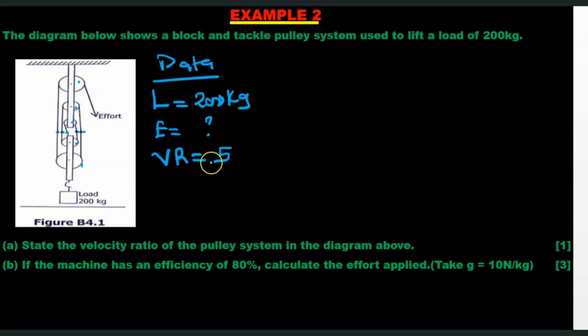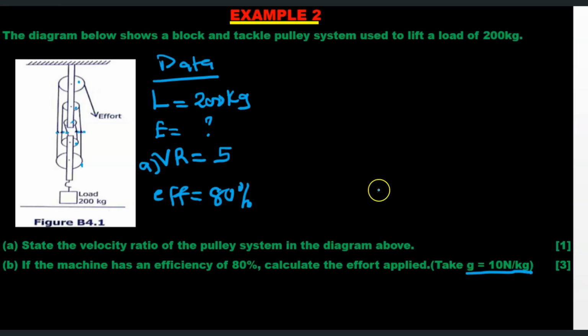Now, what is the next question? That is B. So this is A, the velocity ratio is 5. What about B? If the machine has an efficiency of 80%, calculate the effort applied. So we are calculating effort. Now, before we even calculate effort, what are we going to do? And here we are given that the gravitational field is 10 Newton per kg.